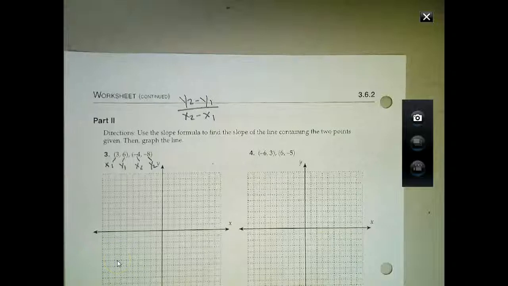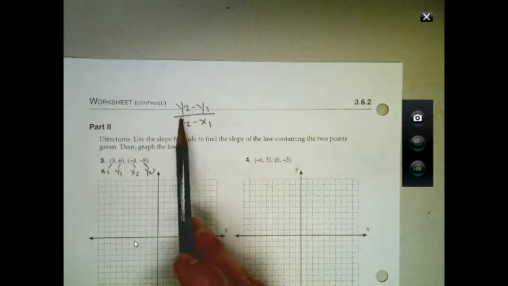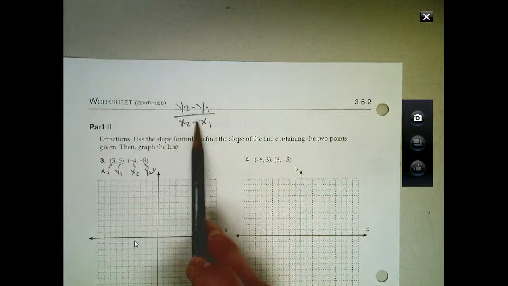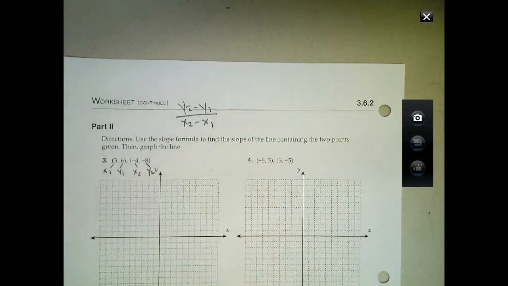Alright, the task we've been working on has to do with slope and finding the slope. How can I model my knowledge of how to find slope from two given points or two coordinate pairs? So here in class, we discovered that y2 minus y1 over x2 minus x1 is my formula to find the slope using the two coordinate pairs.